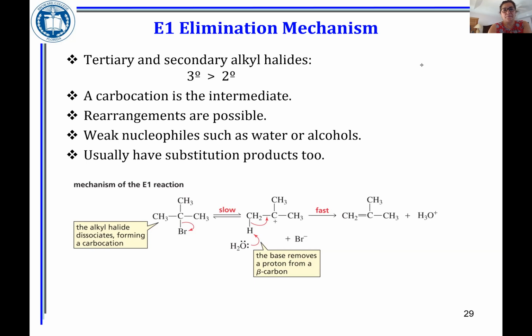For the elimination reactions, where you have an alkyl halide and a carbocation intermediate forms, you have an E1 mechanism, and then the base is going to remove the hydrogen, and you have the alkene. When the hydrogen is removed, the electrons drop in, and you get your carbon-carbon double bond.